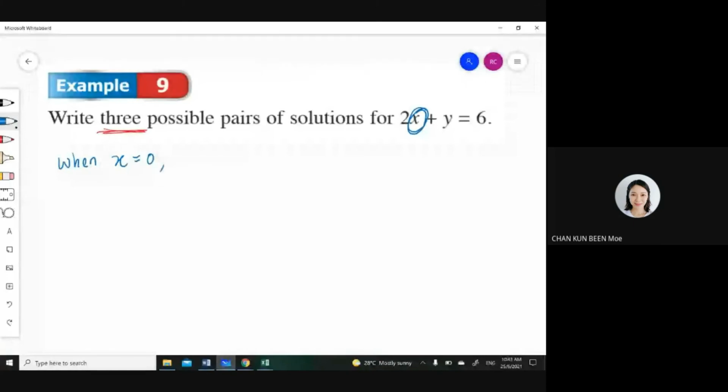If the x over here is 0, it will be 2 times 0. I put it in bracket, means times, plus y equal to 6. So over here, 2 times 0, of course it is 0, right? 0 plus y equal to 6. So the solution will be y is equal to 6. Okay, can you give me another number for the x?